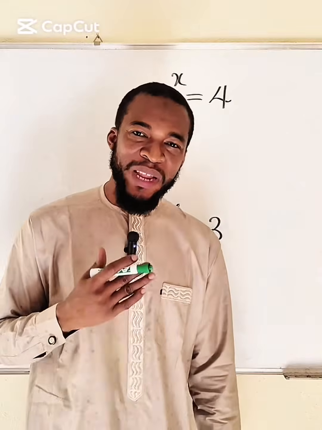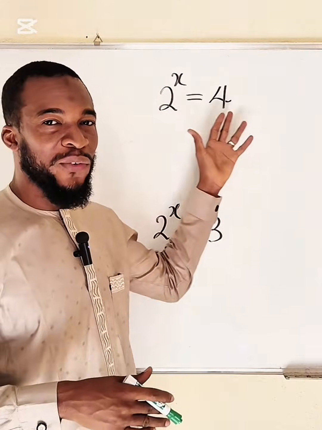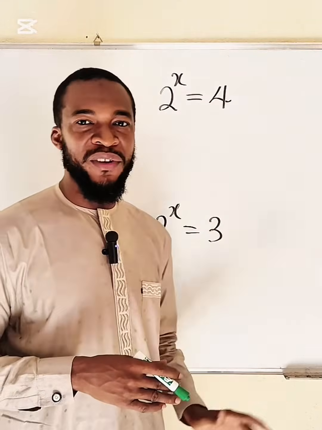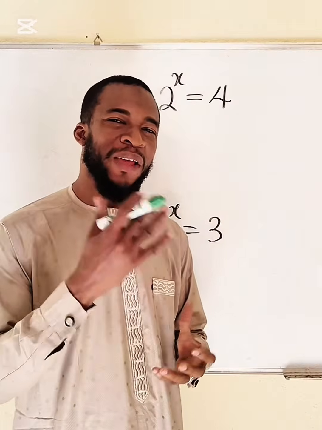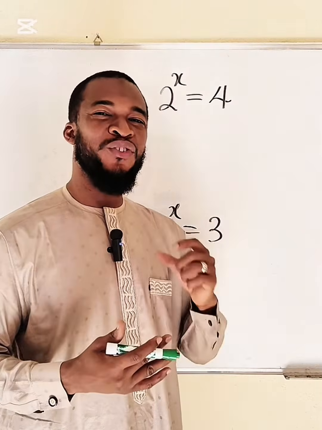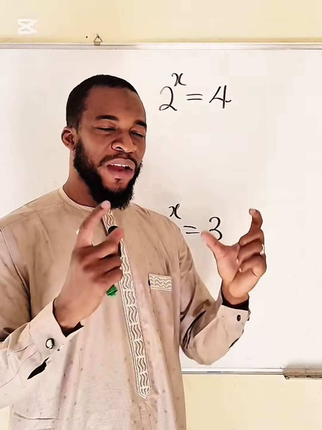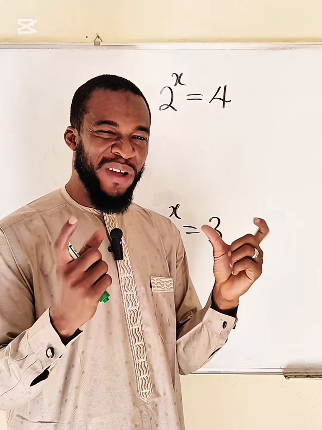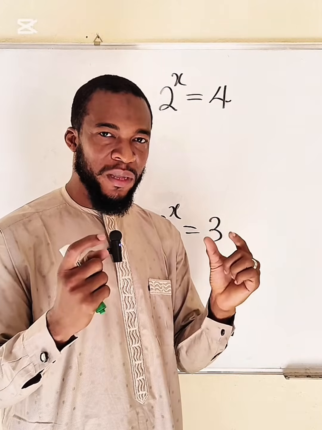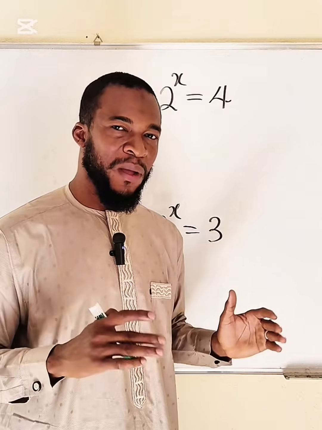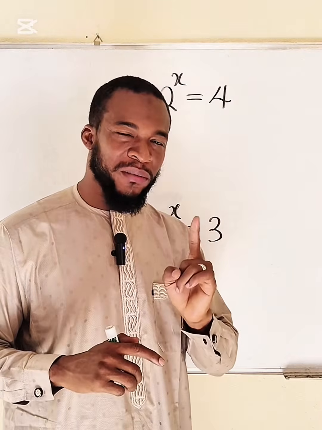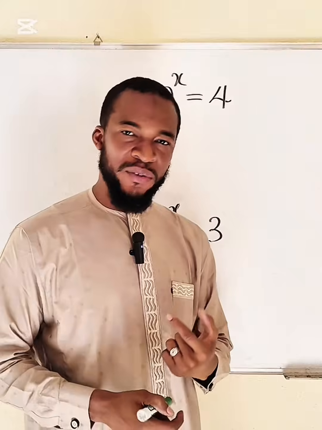We have two similar problems, 2 to the power of x equal to 4 and 2 to the power of x equal to 3. When should we apply logarithm and when should we not? Whenever you can transform the bases into exactly the same values, then we don't need to apply a logarithm. But once you cannot, just go ahead and introduce logarithm.